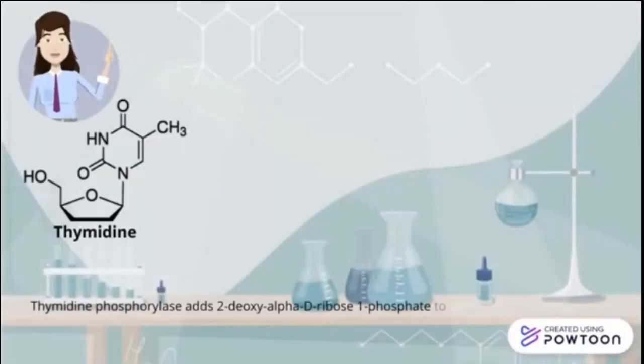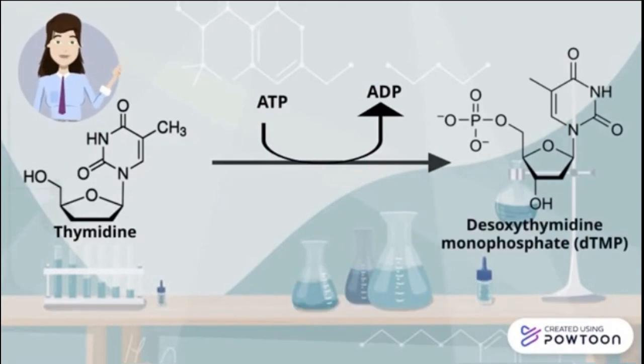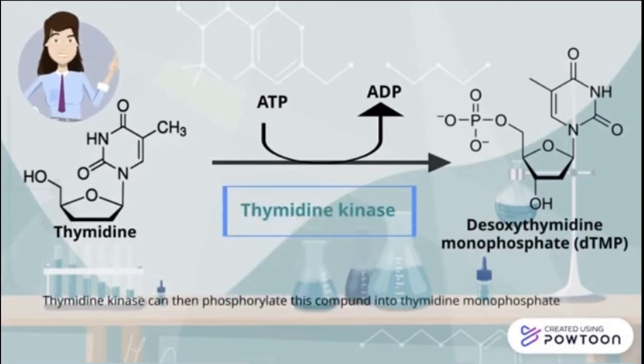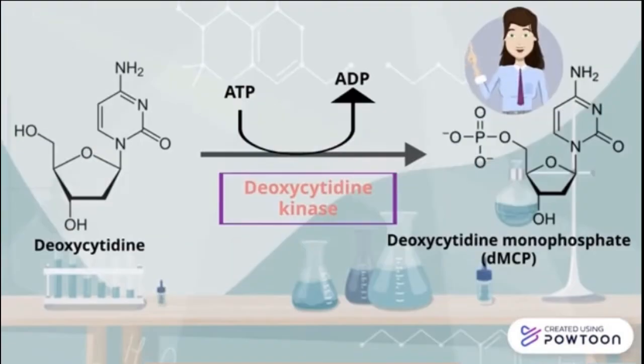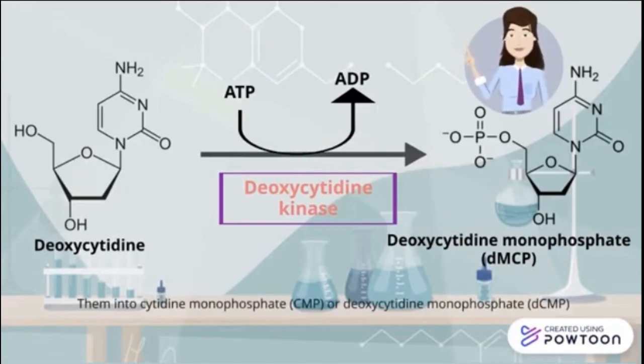Thymidine phosphorylase adds 2-deoxy-alpha-D-ribose 1-phosphate to thymine, forming thymidine. Thymidine kinase can then phosphorylate this compound into thymidine monophosphate, TMP. Alternatively, uridine cytidine kinase can phosphorylate them into cytidine monophosphate, CMP, or deoxycytidine monophosphate, dCMP.